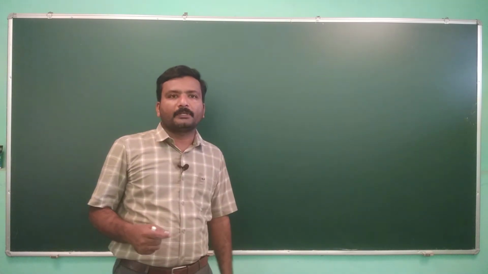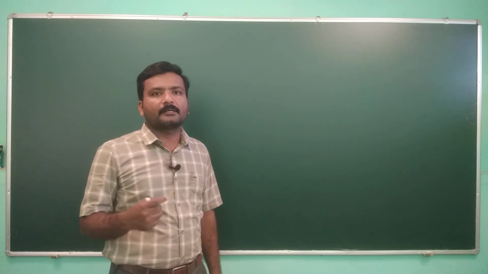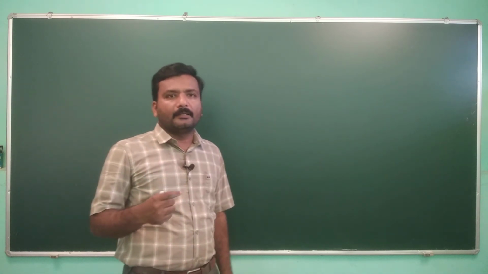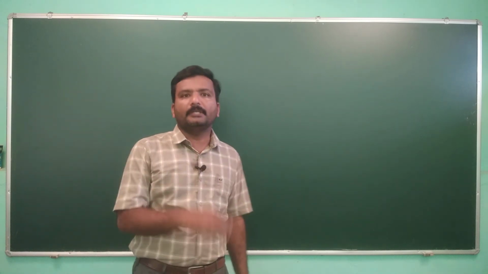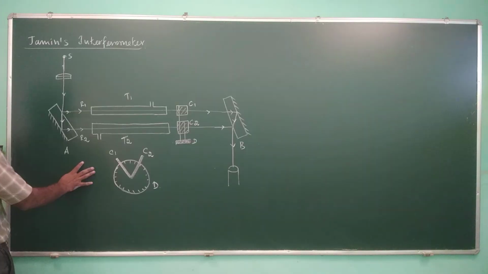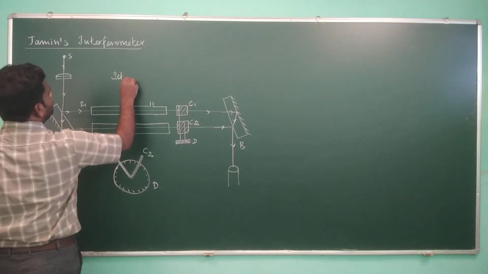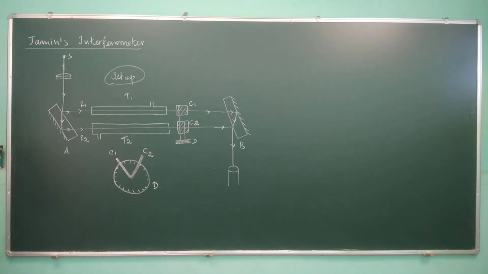Interferometer, it is used to calculate the refractive index of a gas material. In this topic, let me draw the diagram first, and we will discuss the theory in detail. So this is the experimental setup for the Jamin's interferometer. Let me explain a bit about it.